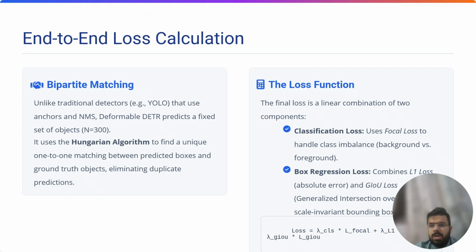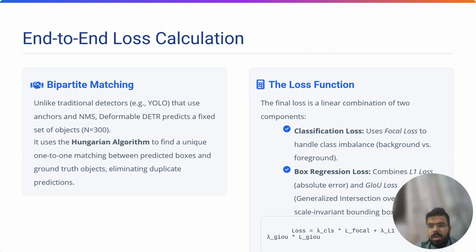So the model uses a set-based prediction method. First, bipartite matching using the Hungarian algorithm. Unlike YOLO, which uses anchors and non-maximum suppression, deformable DETR predicts a fixed set of 300 objects and finds a unique one-to-one matching between predictions and ground truth. This actually eliminates duplicate detections.